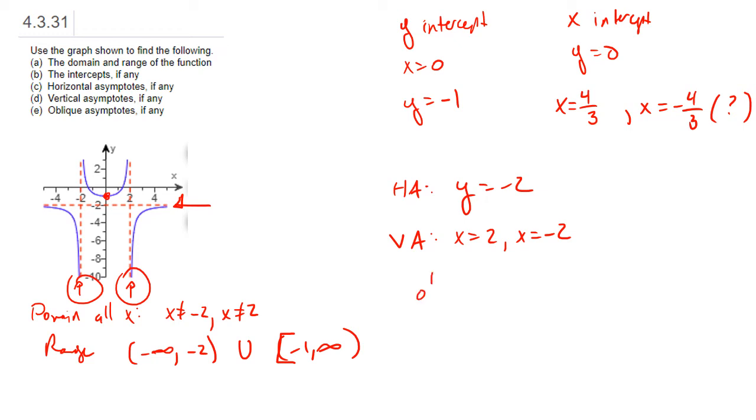Finally, oblique asymptotes. Well, as mentioned, for rational functions either you have a horizontal asymptote or you will have an oblique asymptote, but not both. So there are no oblique asymptotes in this picture. Okay, moving on.